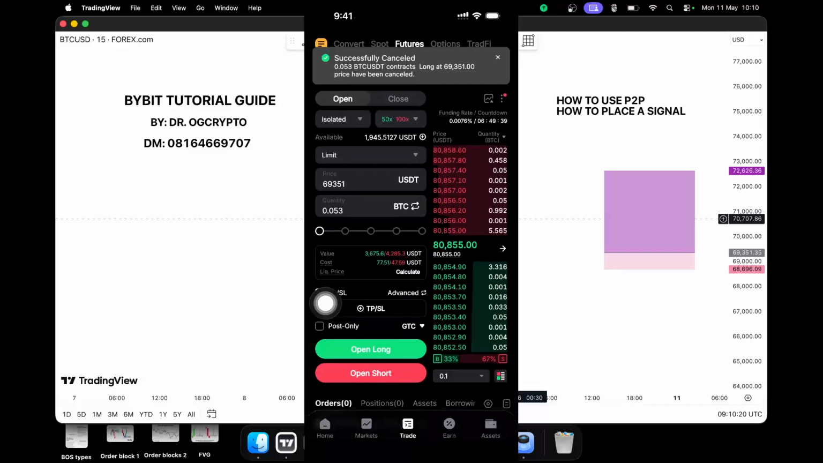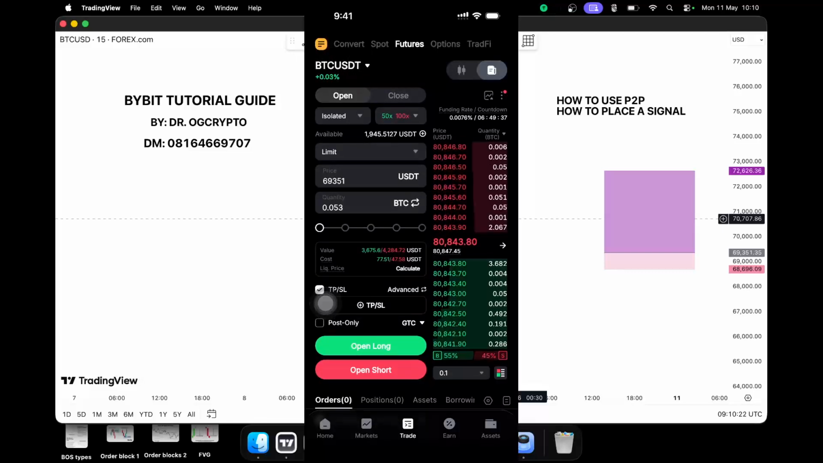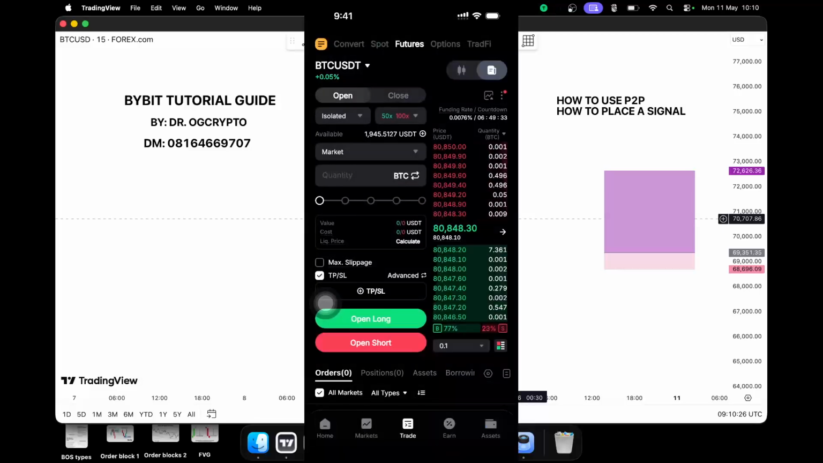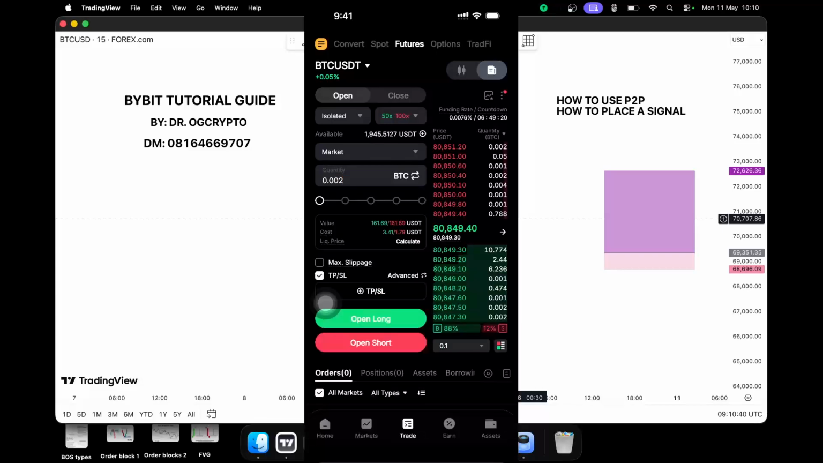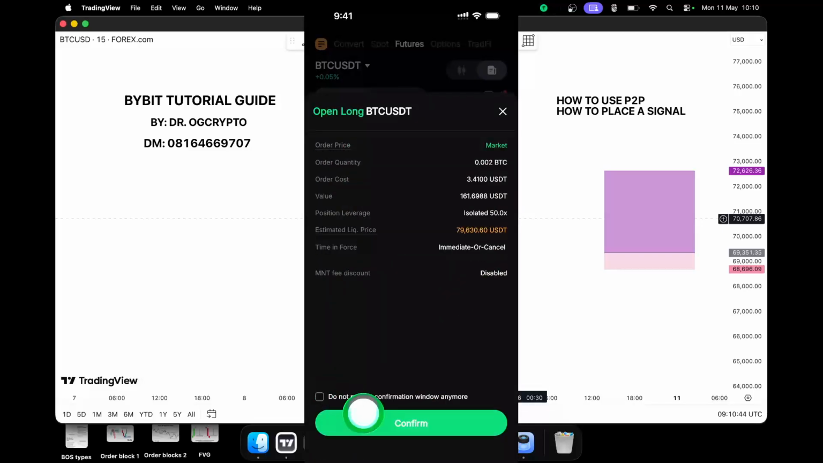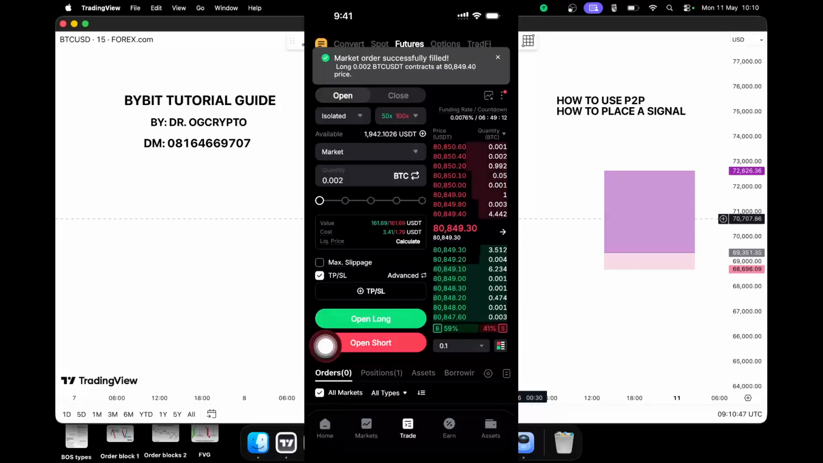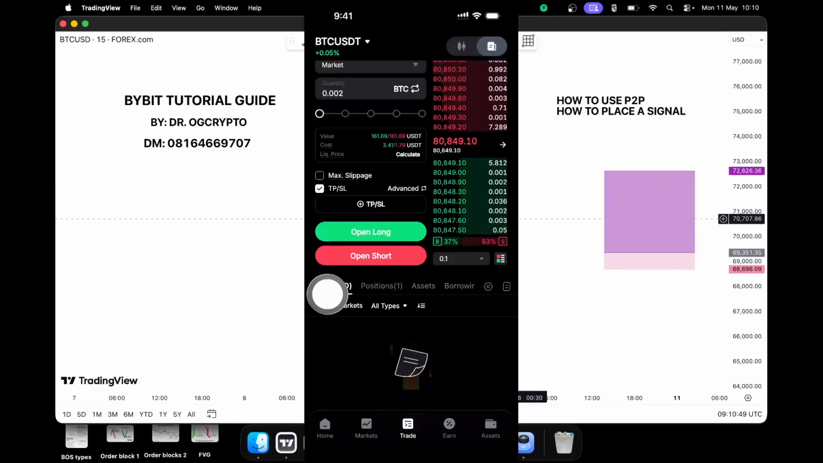So that is that. Now, let's just use a market order so that I can use it to explain other things too. Let me just use a small example. Let me just enter this trade with $3. Open long. So it will open automatically, immediately. You see that it's no more in orders. It's now in position.